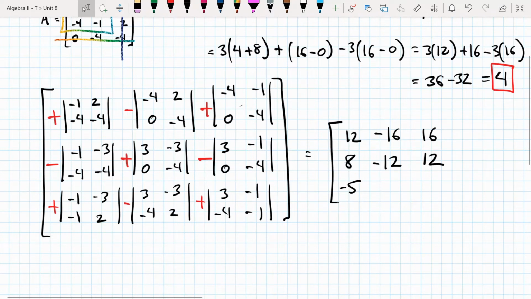5 plus 12, well, it's 5 minus positive 12, so it becomes 5 minus 12. Sorry, 6 minus 12 with a negative on the outside. So this is positive 6.